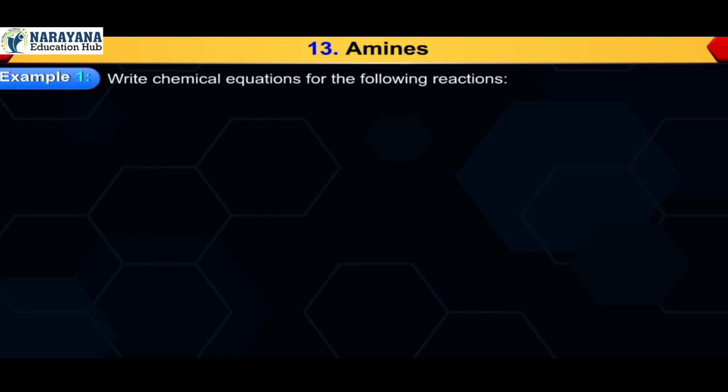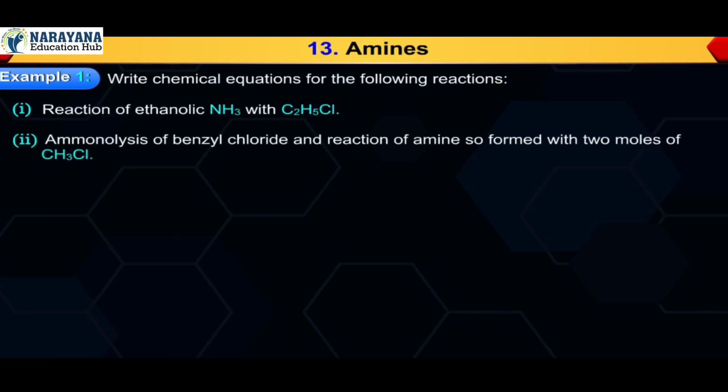Example 1. Write chemical equations for the following reactions. 1. Reaction of ethanolic NH3 with C2H5Cl. 2. Ammonolysis of benzyl chloride and reaction of the amine so formed with 2 moles of CH3Cl.